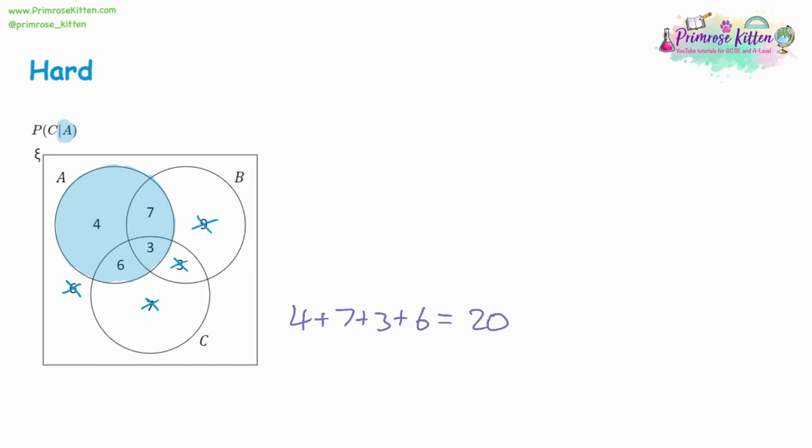Now, what about the numbers we want? So we want the probability of getting a C. So we highlight set C. Again, it's not going to go outside of set A, so it's going to look like this. And we can see 2 numbers inside, the 6 and the 3. So 6 plus 3, of course, is 9. So now we can write down our final answer. The probability of choosing at random something from set C, given that our choice is in set A, is going to be 9 out of 20.